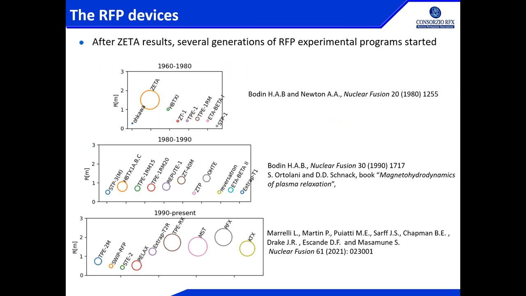Motivated by this success, there were several generations of RFP experiments going on. Basically, the first one was the HBTX, which was built by the same people from Zeta. Actually, it was a much reduced budget. It was a very small machine. What you see here is the minor radius, and the height is the major radius, just to give an idea. So Zeta was very big, actually. It's kind of comparable to modern ones, while in the 80s the reverse field pinches were kind of short. The second generation was in some sort of intermediate.